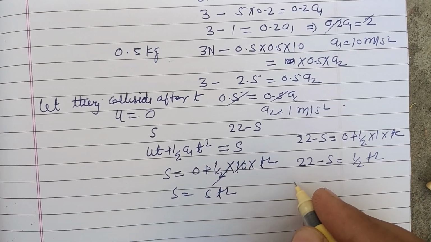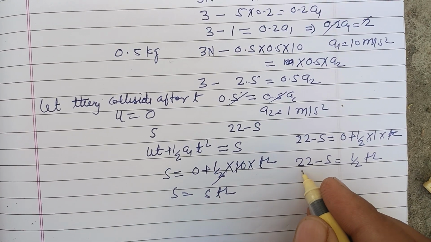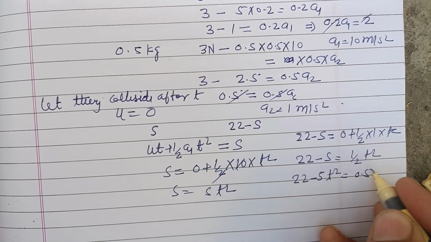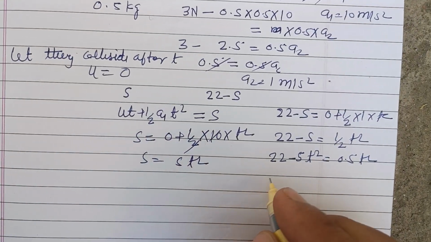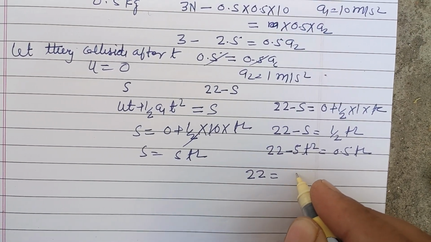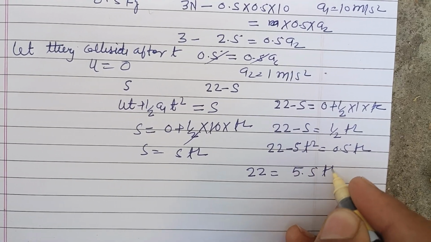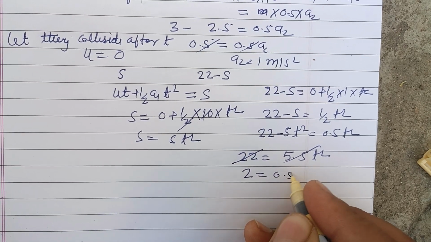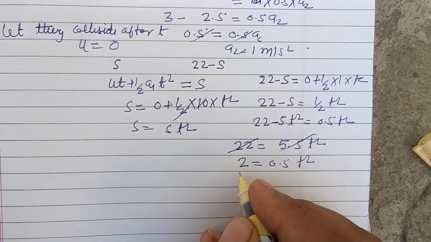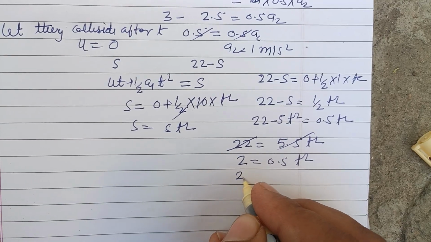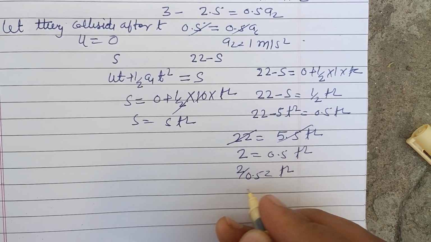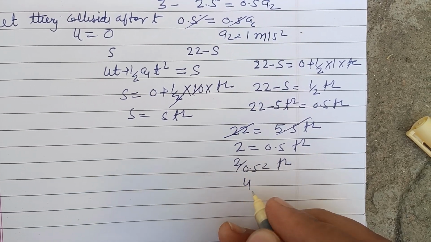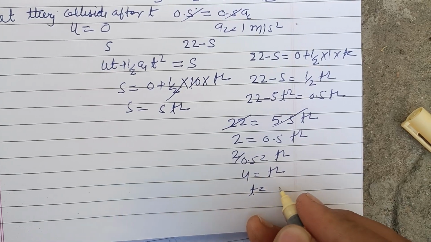Putting this value here, 22 minus 5t square equals 0.5 t square. Therefore 22 equal to 5.5 t square. Dividing by 11, 2 elevens are 22, and this is 0.5 t square. Again dividing by 0.5, 2 upon 0.5 equal to t square. This is 20 upon 5, that is 4, equal to t square. So t equal to 2.